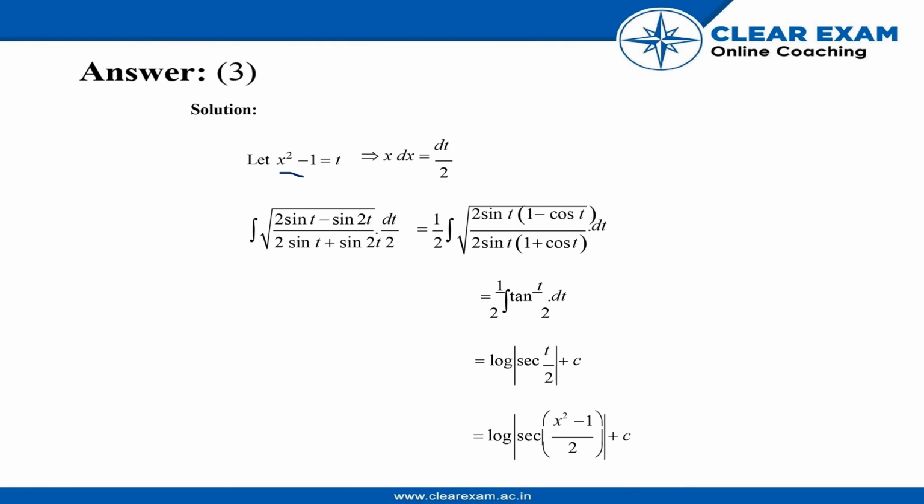So here the property is used, and directly by simplifying it we get half integration tan(t/2) dt. So directly it is equal to log sec(t/2) + c, and if we put the value of t again, which is x² − 1, we would get the answer log sec((x²−1)/2) + c. It was a pretty simple question. I hope everybody got it. Answer is the third option.